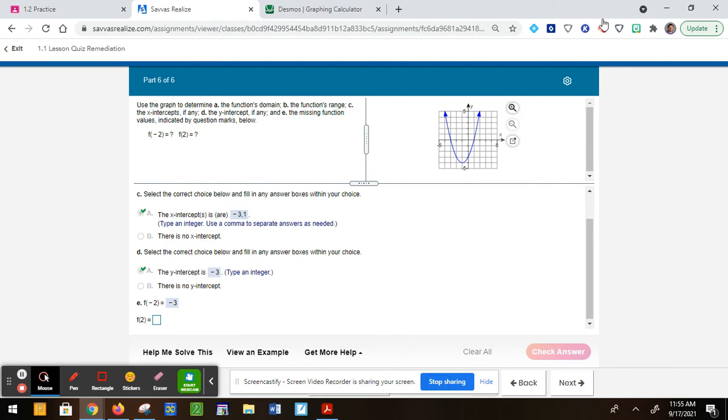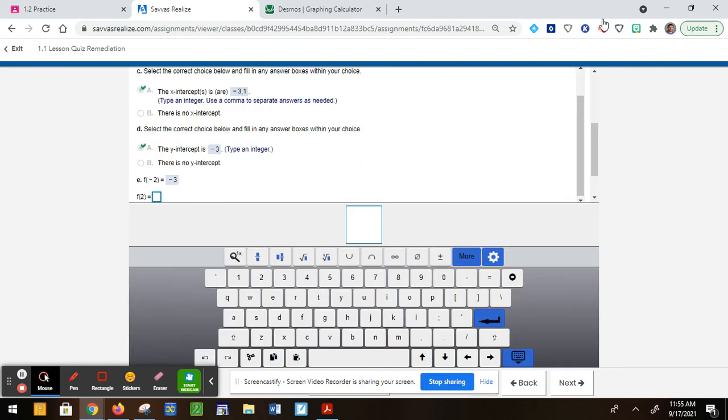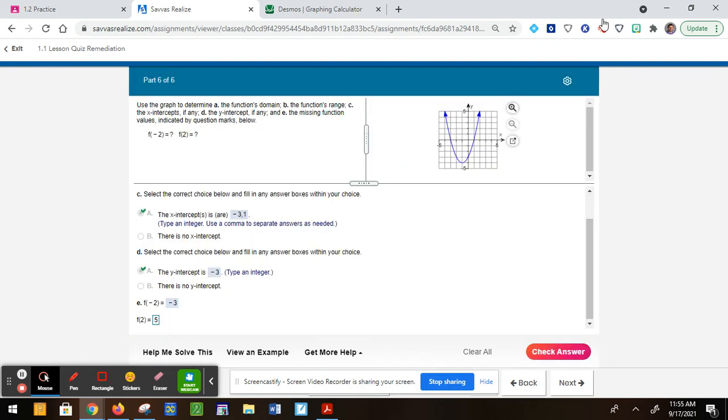f of 2, same thing, it's just when x is 2, what's the y? So when x is 2, it's this point right here. The y value there is 5. All right, so we're going to check our answer on that.